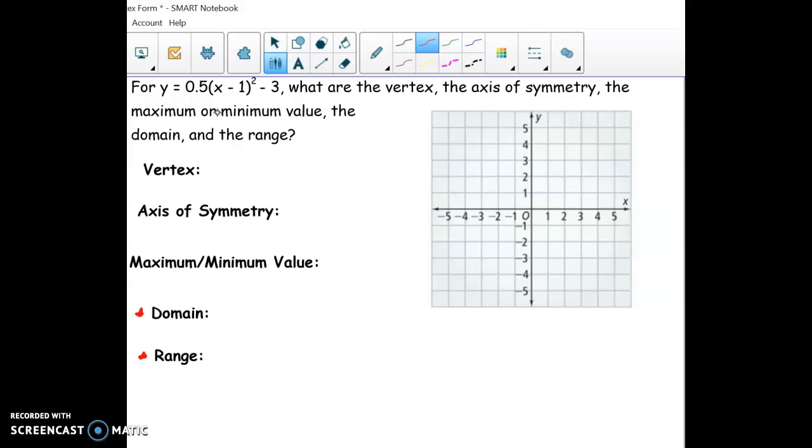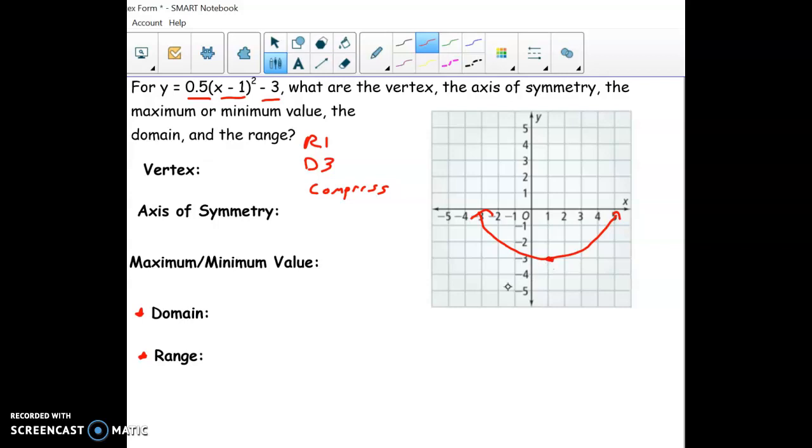All right, so when I graph, I always start with the vertex. And so this is going to move us right 1 and down 3. So right 1, down 3, that's where our vertex is going to be. And then the half is just going to make us compress. So it's going to get smushed a little bit from its normal shape. It's not going to go up as fast as it used to because we're multiplying by half. Okay, so that's roughly what the graph looks like.